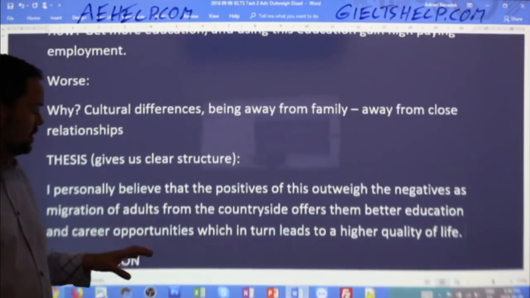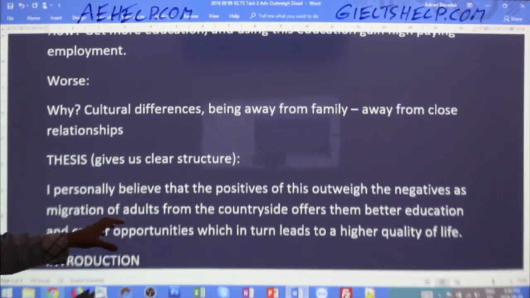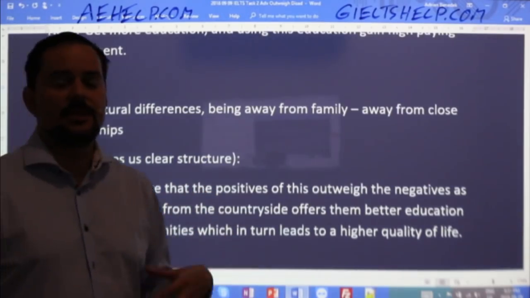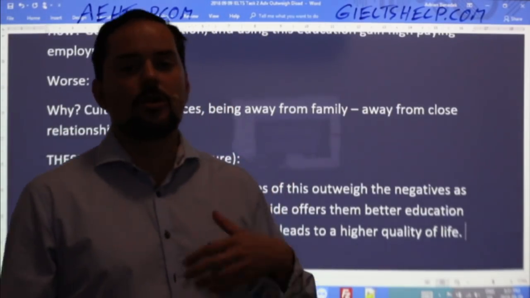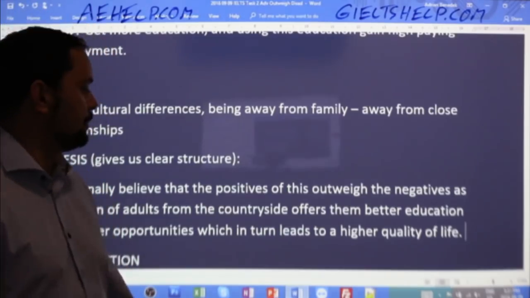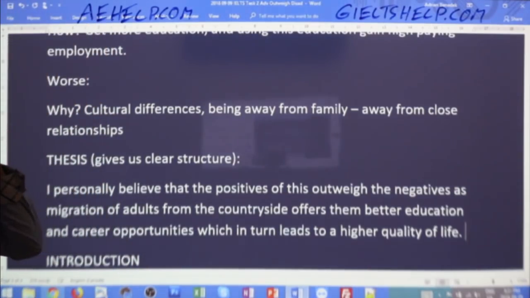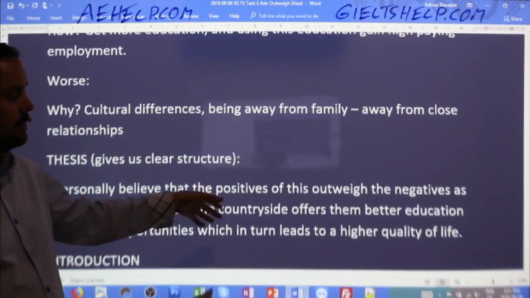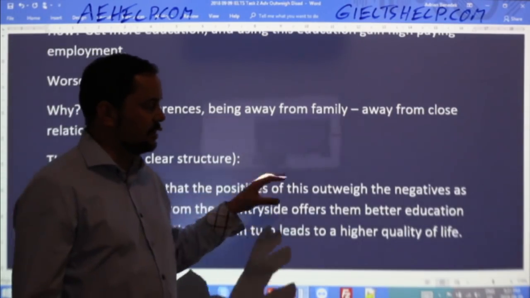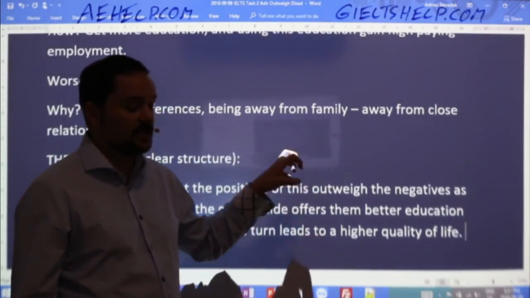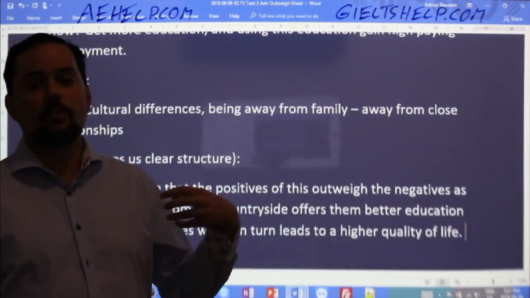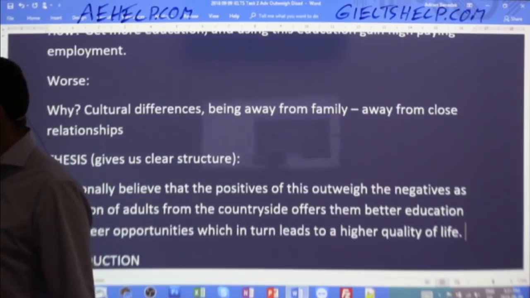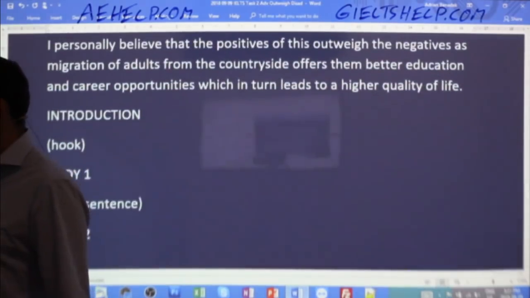Within this, notice how here we didn't really target any of the negatives specifically in the thesis. So we didn't say the negatives are losing our roots or cultural differences. We can include that, and it's probably a good idea to include a little bit of that into the essay, but we don't need it in the thesis because our thesis needs to focus on the advantages outweighing the disadvantages and what those are. Okay? So, now let's get into the essay.